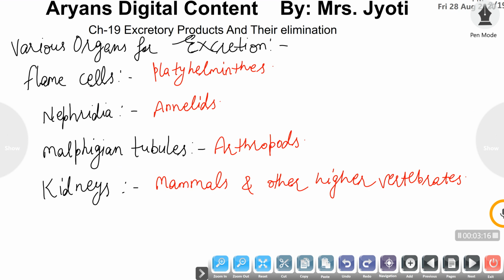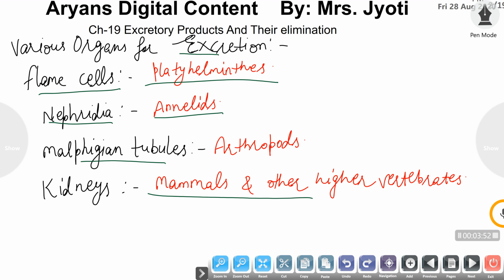Now what are the various organs involved in the mechanism of excretion? If we start from the lowermost organisms, then the first excretory system appears in the platyhelminthes, which involves flame cells, and after that annelids have a well developed excretory system in the form of nephridia. Some arthropods also have the excretory system in the form of Malpighian tubules, which are finger-like projections associated with the midgut or the alimentary canal of these arthropods. And mammals and other higher vertebrates have specialized, well developed systems having kidneys that perform excretion and osmoregulation. So mammals and higher vertebrates have the most advanced excretory system.